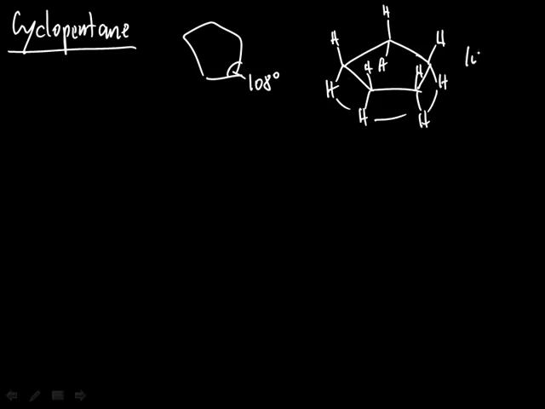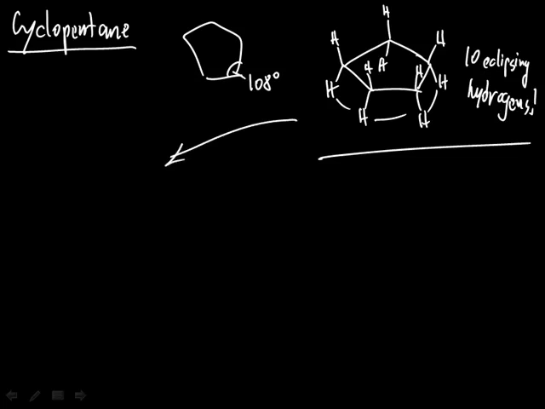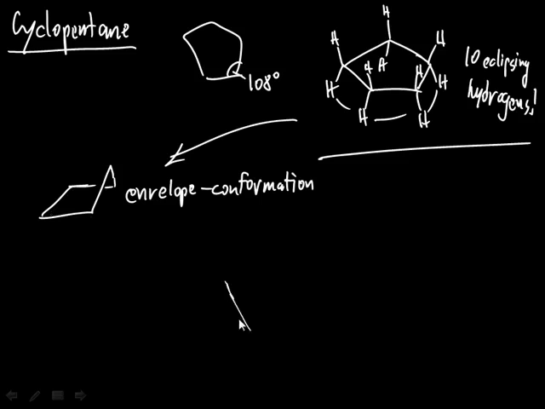So this is 10 eclipsing interactions. 10 eclipsing hydrogens, which is now becoming the biggest problem here. And so in order to avoid that, the system adopts an envelope-shaped conformation. And of course, in this envelope, it's not only one carbon that is out of the plane, they alternate, so the system is fluxional and each carbon moves out of the plane.